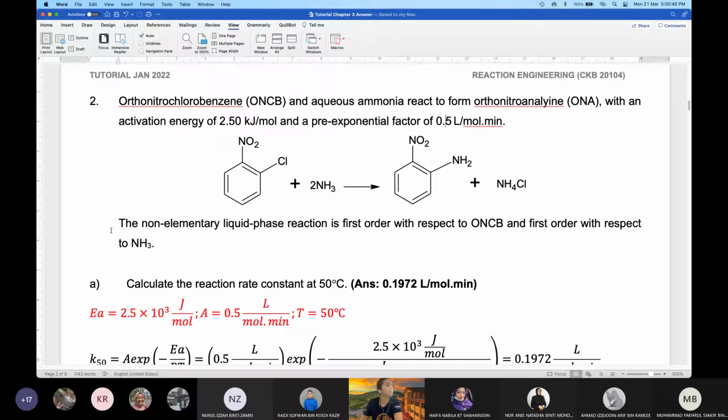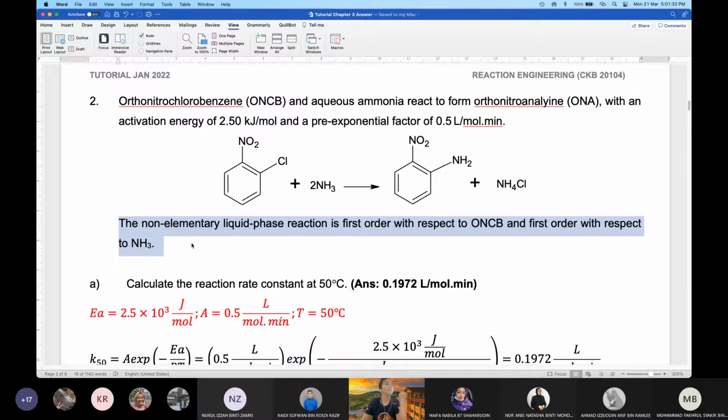Okay, next they say the non-elementary liquid phase reaction is first order with respect to ONCB and first order with respect to ammonia. We learned in the first question, they said that is an elementary reaction, or it obeys the elementary rate law. Hence, your reaction order, you just see the stoichiometric coefficient in the chemical equation. However, in this question, they say non-elementary. So when you see the word non-elementary, you know it means the reaction order no longer follows the stoichiometric coefficient.